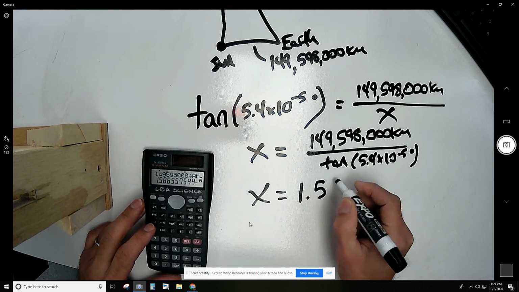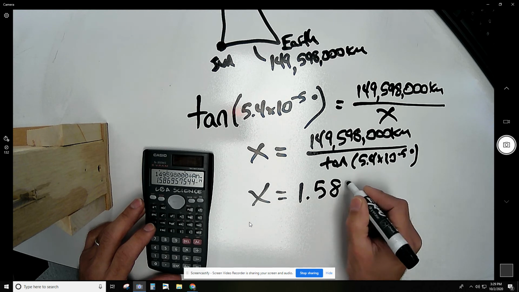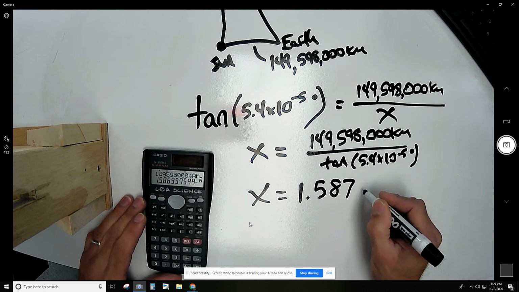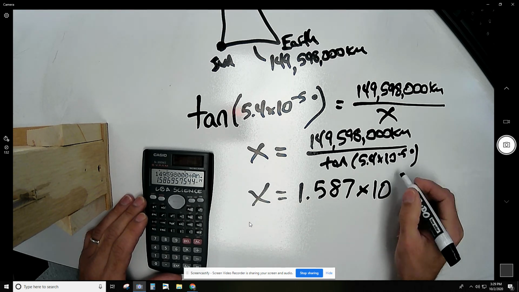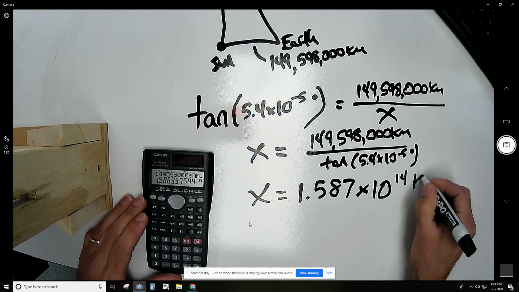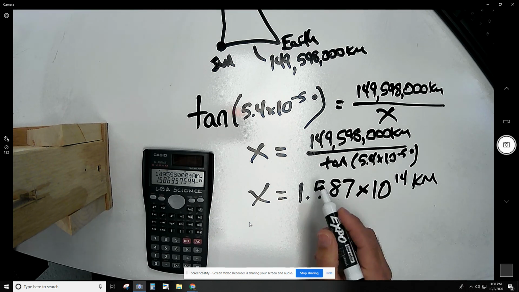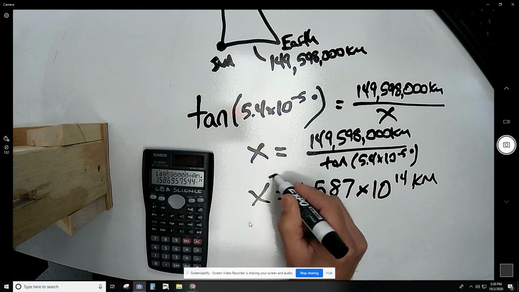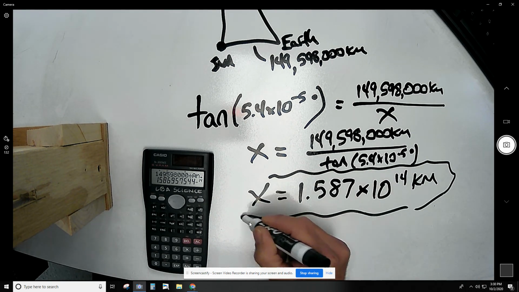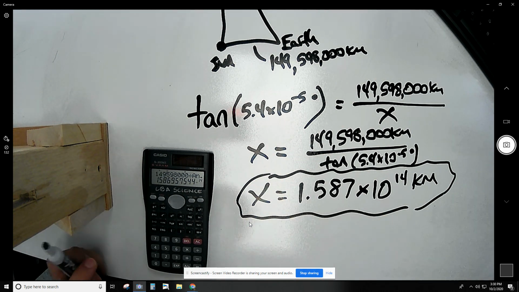1.587 times 10 to the 14th power kilometers, rounded, okay? And that makes sense because that's a really large number. It's a really big distance away. That's the answer to that question, okay? And that's it.